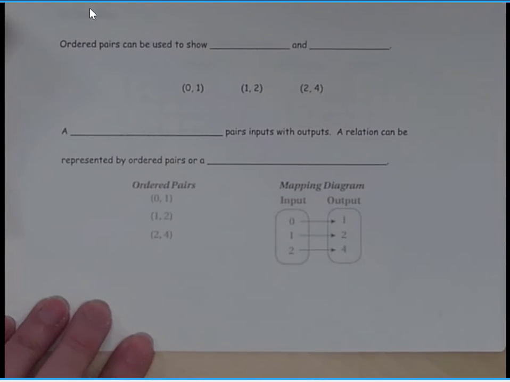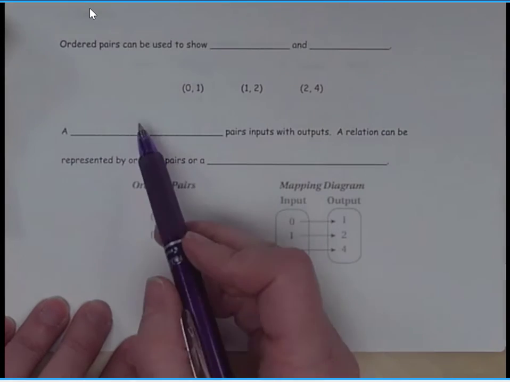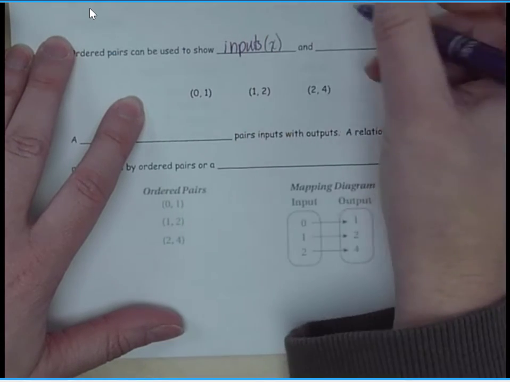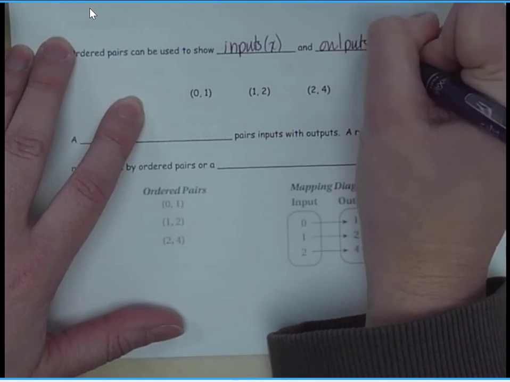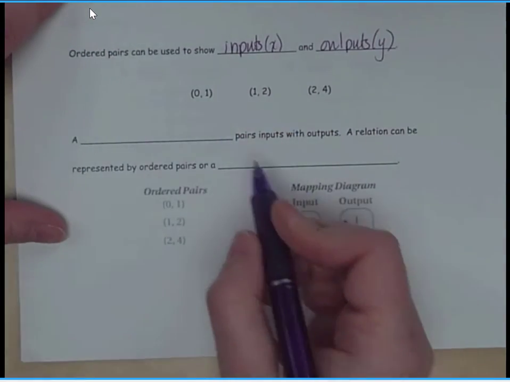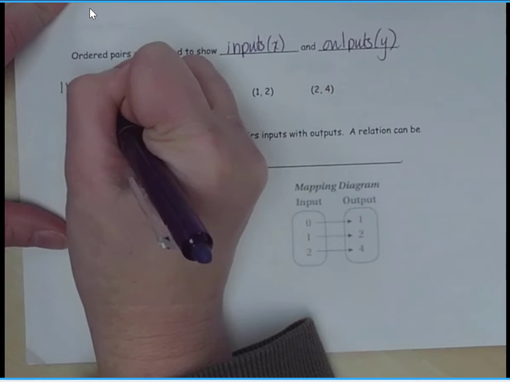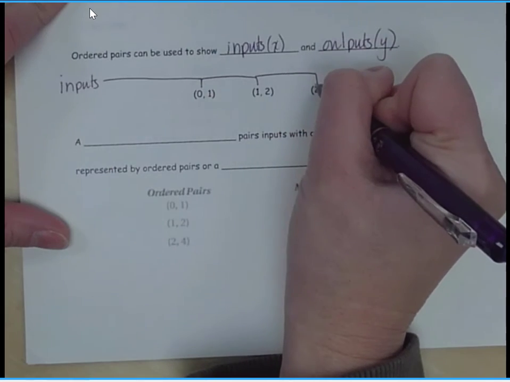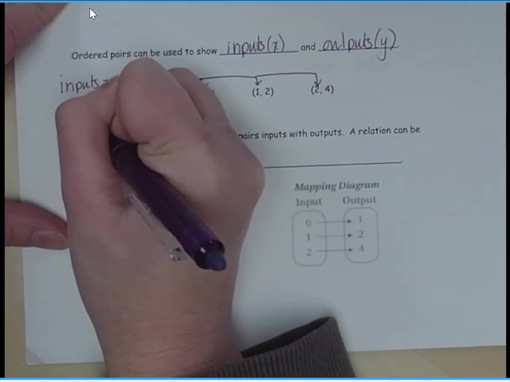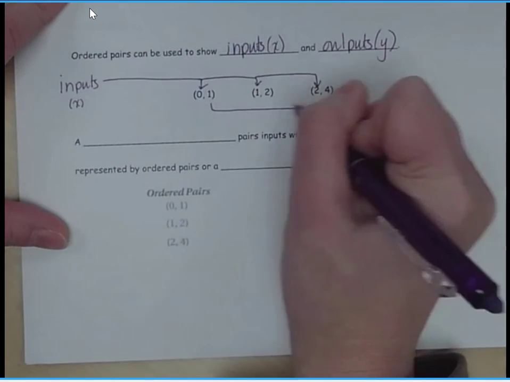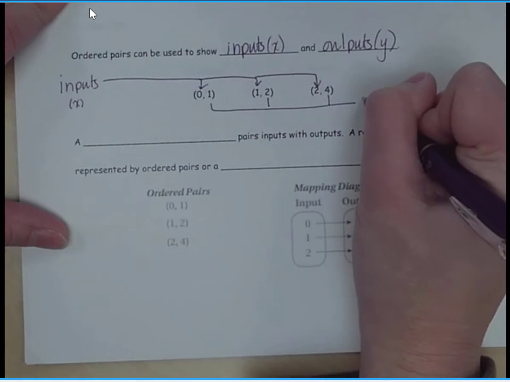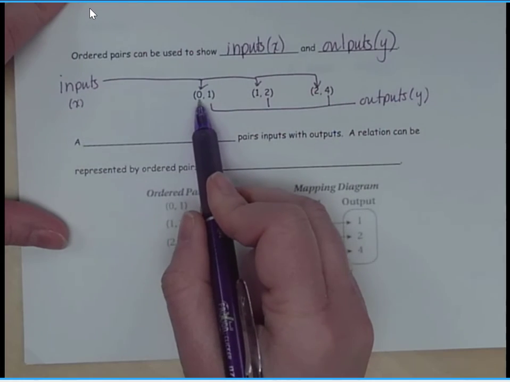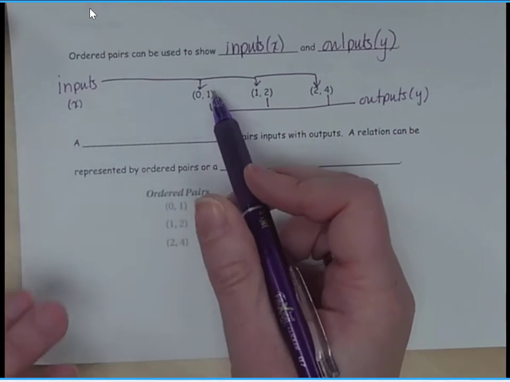All right, when looking at functions, what we're going to do is take a look at these ordered pairs. Now, ordered pairs can be used to show inputs, which is your x value, and outputs, which is your y value. So our inputs are 0, 1, and 2. Those are our x values. Now, 1, 2, and 4, those are our outputs or y value, meaning I input a 0 in an equation and I get a 1.